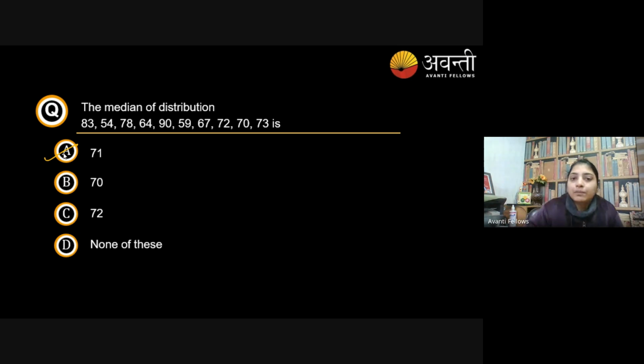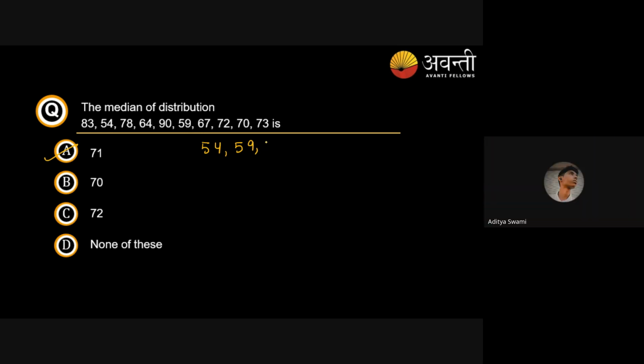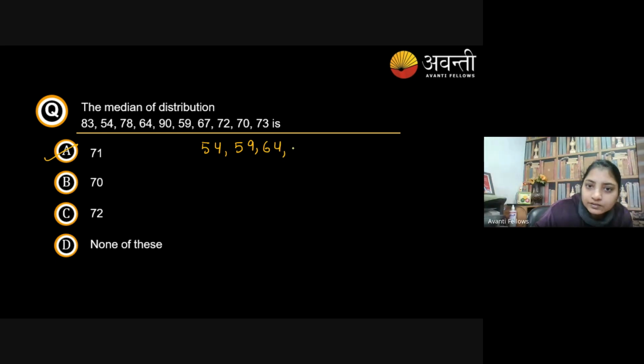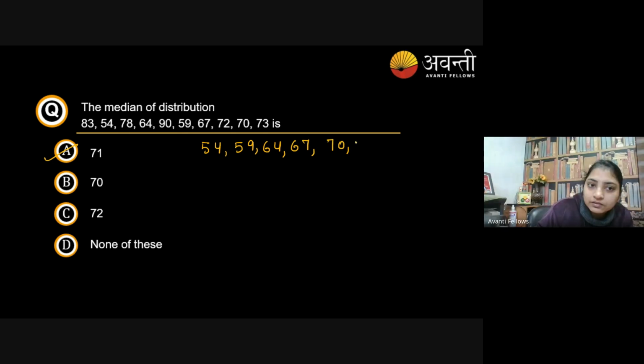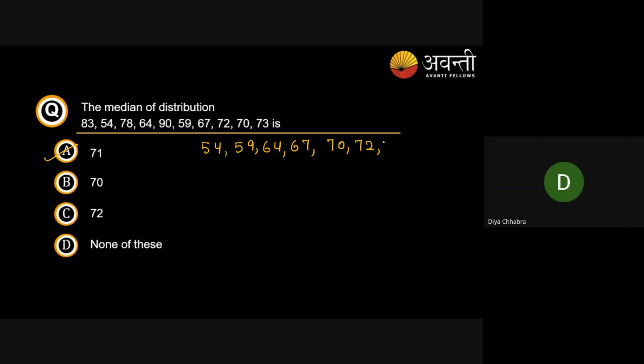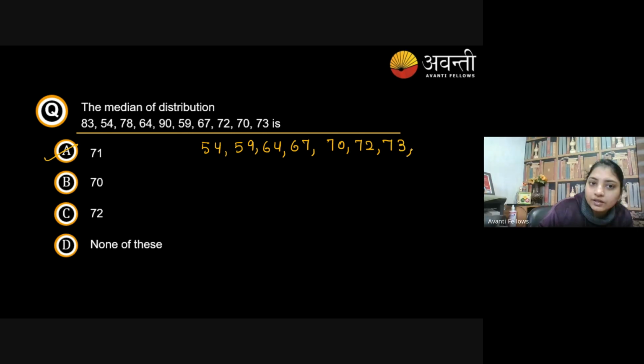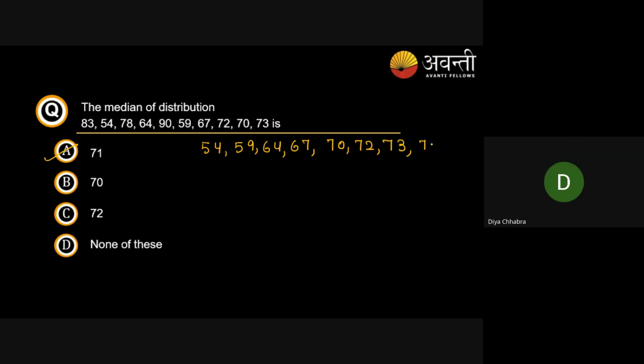So what should be the approach? Firstly, rearrange. So how to rearrange: 54, then 59, then 64, then 67, 70, 72, 73, 78, 83, and 90. Okay.